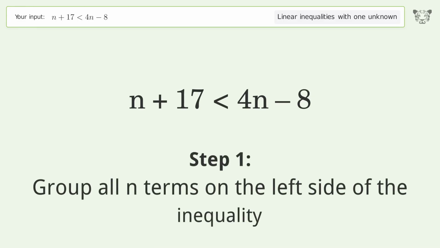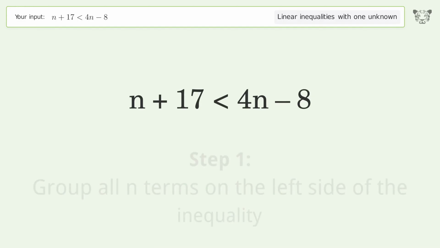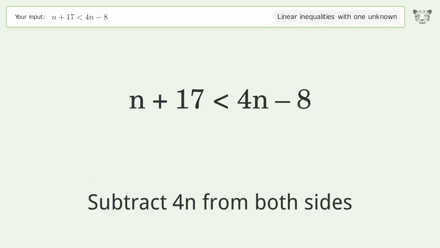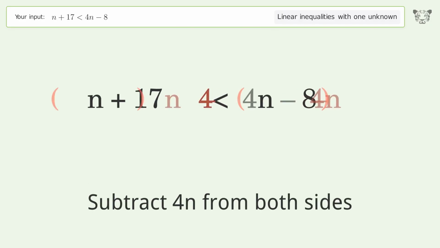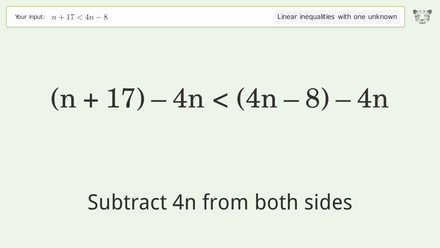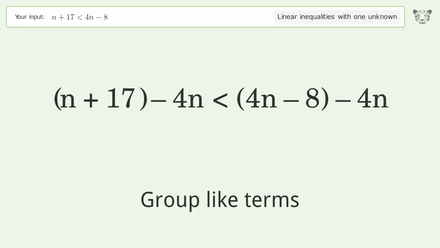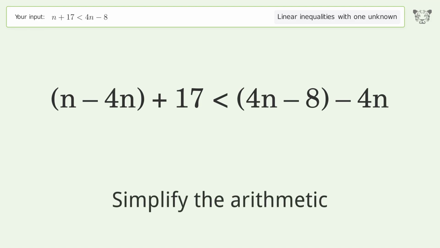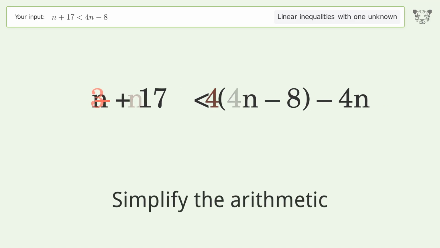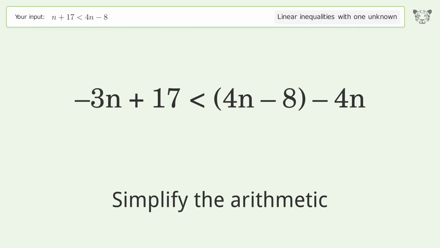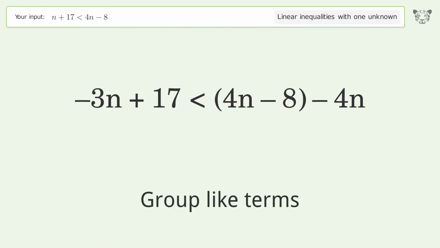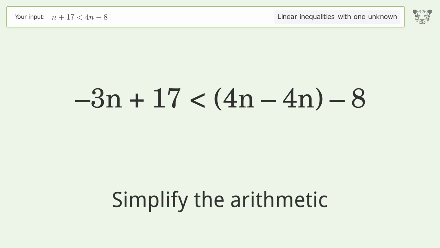Group all n terms on the left side of the inequality. Subtract 4n from both sides. Group like terms. Simplify the arithmetic. Group like terms. Simplify the arithmetic.